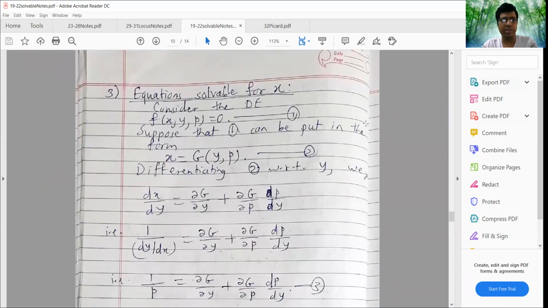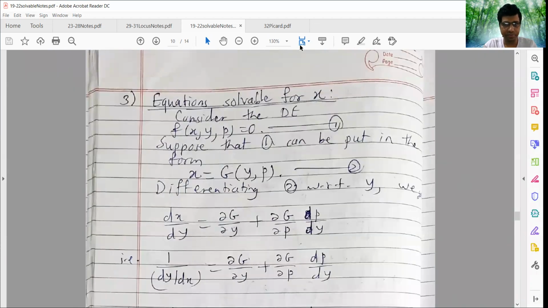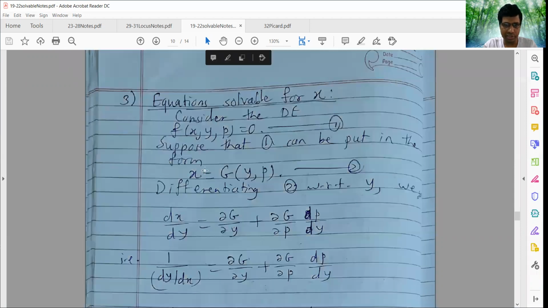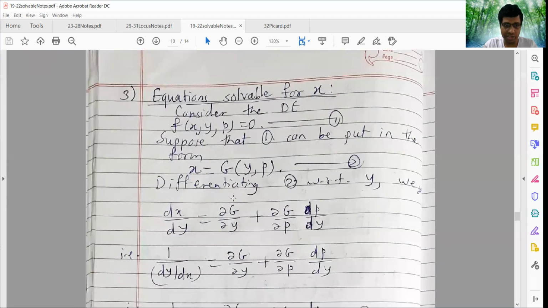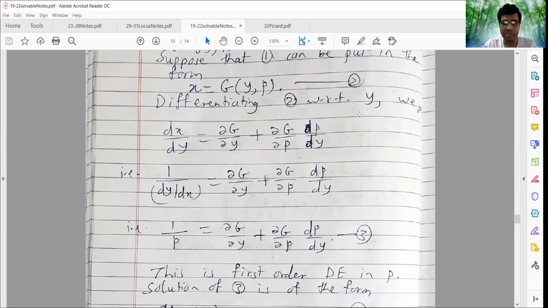Third case is very similar to the second case, that is equations solvable for x, where we are able to write the given equation as x equal to some function of y and p. Okay. And again we differentiate. Remember, in this case we differentiate with respect to y. So the left hand side is dx upon dy. And remember that dx upon dy means 1 upon dy by dx, and dy by dx is p, so it is 1 upon p. The right hand side is differentiated as usual using the same rule.